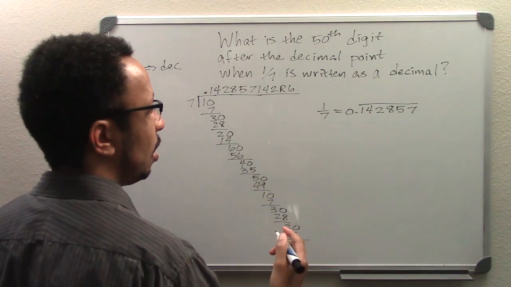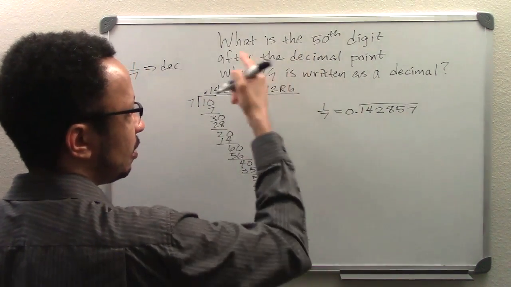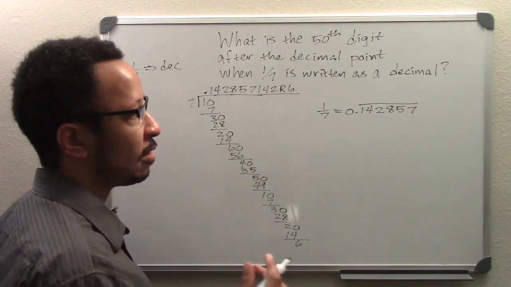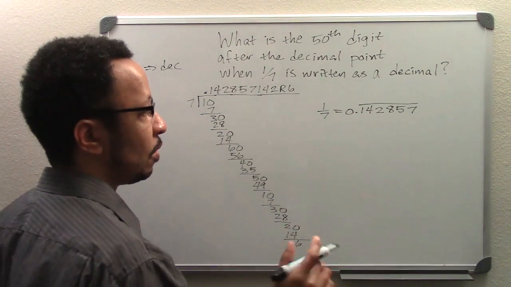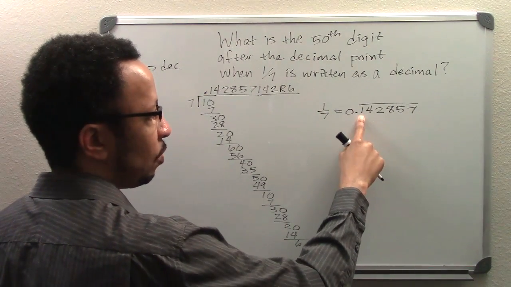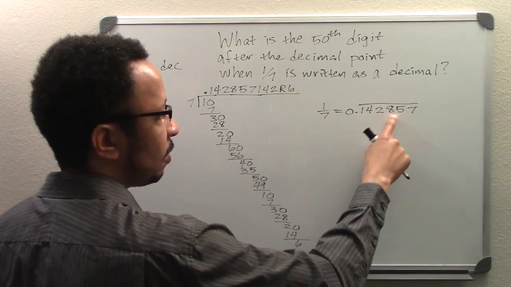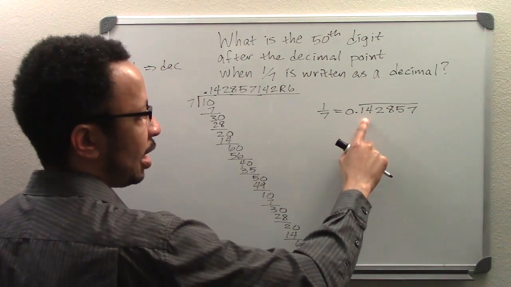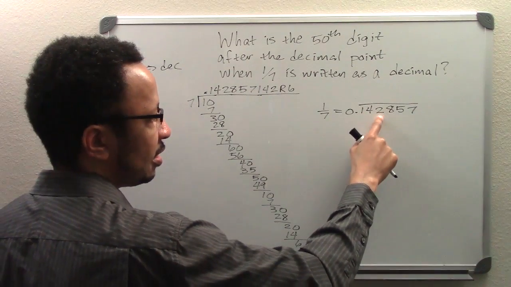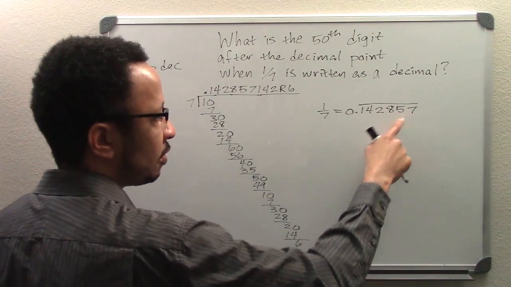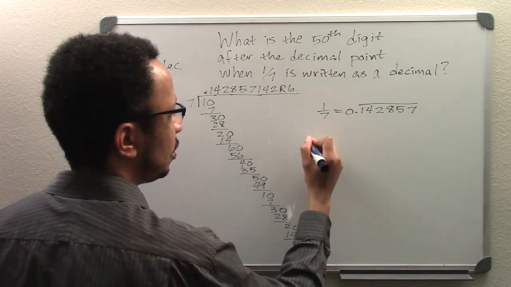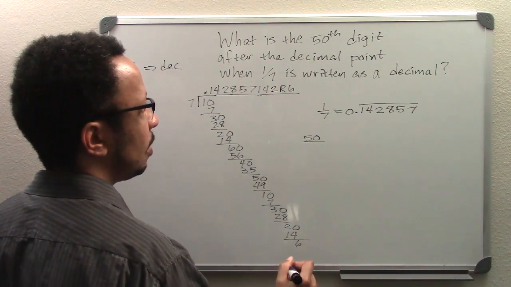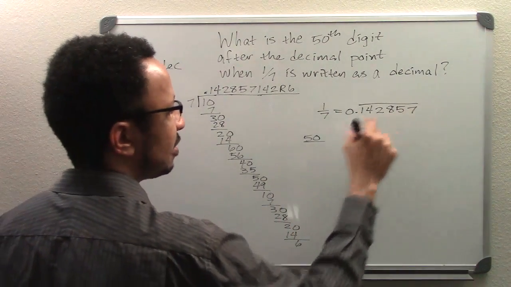And so what we're going to do is go back to the initial statement in the problem, and we're looking for the 50th digit. So this is the first digit, 1, then 2, 3, 4, 5, 6. So it's a 6-digit cycle. And that'd be 7, 8, 9, 10, 11, 12, and so on. So what we'll do is we'll divide 50 by that 6-digit cycle.